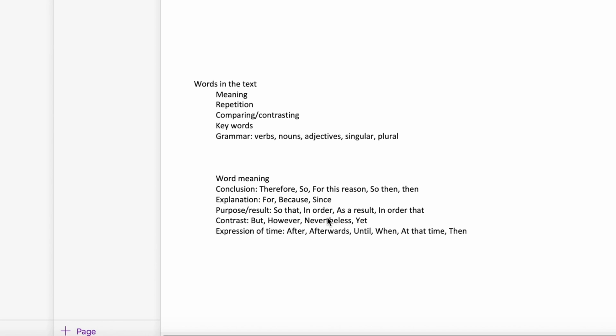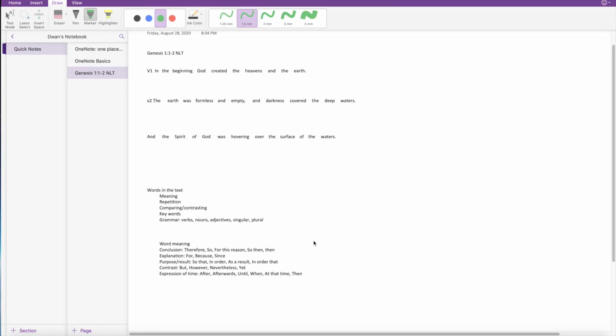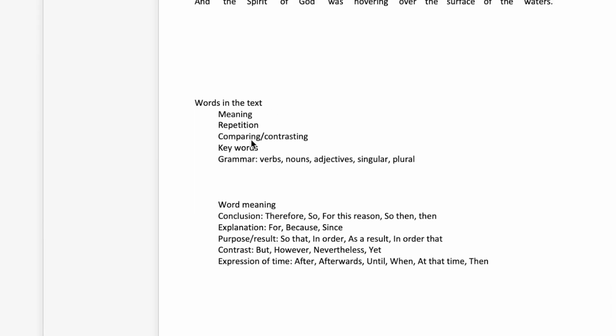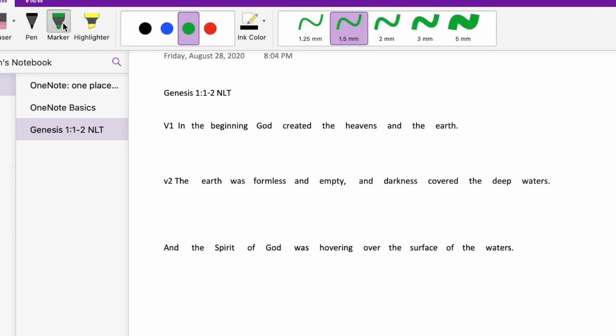Contrast, you have however, nevertheless, and the expressions of time, so after, afterwards, then. So we have our text here. The first thing is meaning. I tend to look up words even if I do know what the meaning is. I tend to look it up in a concordance to see what that word means in the Greek.